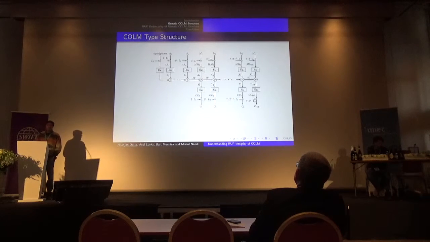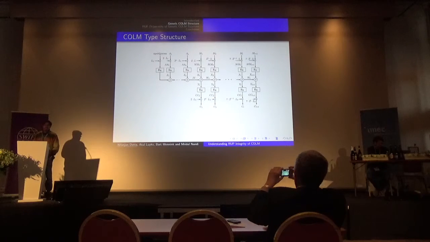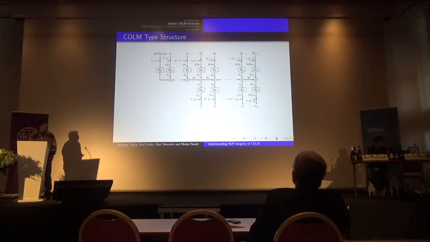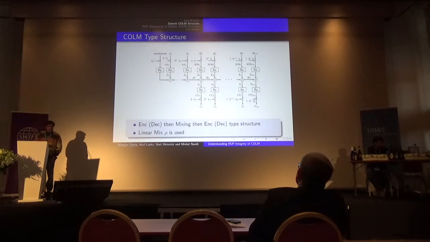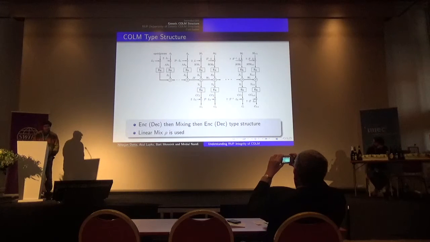So moving to our COLM structure. COLM, as we all know, is a merger of COPA and ELmD, and currently is a third round CAESAR candidate. So this is basically the structure of COLM. First the IV is generated from the nonce and the associated data, and then we have two layers basically. So it's an encryption layer, then an online mixing layer, and then an encryption layer.